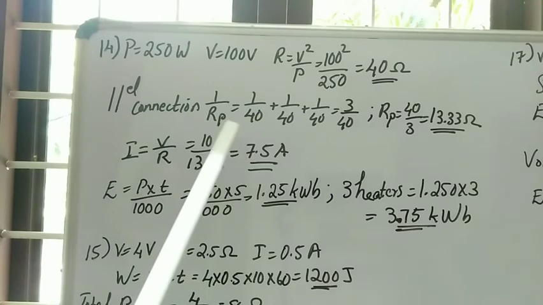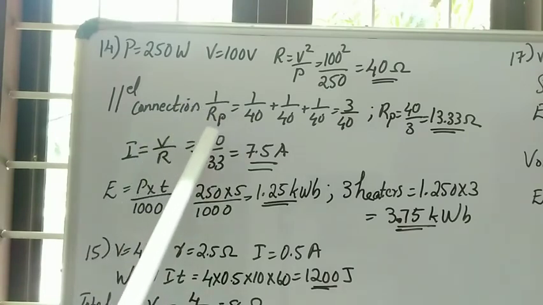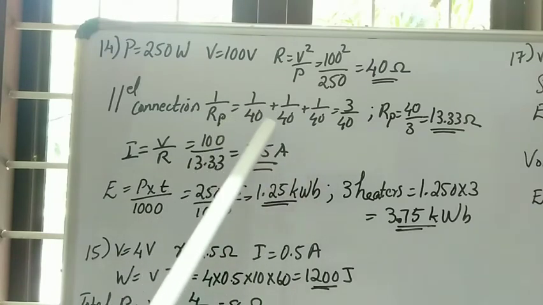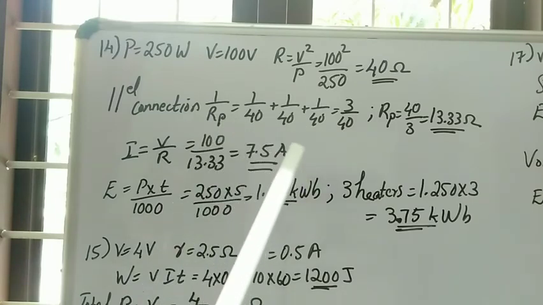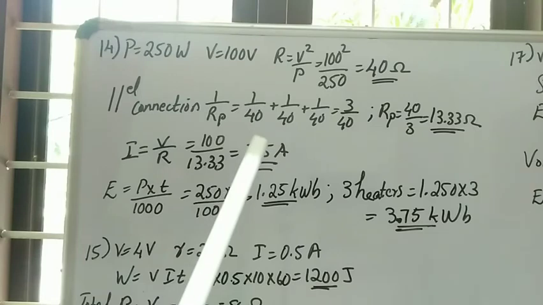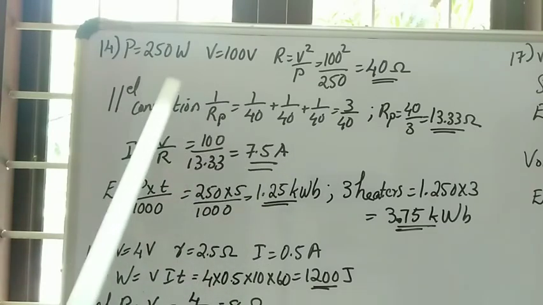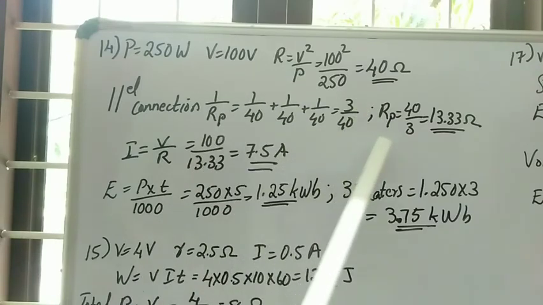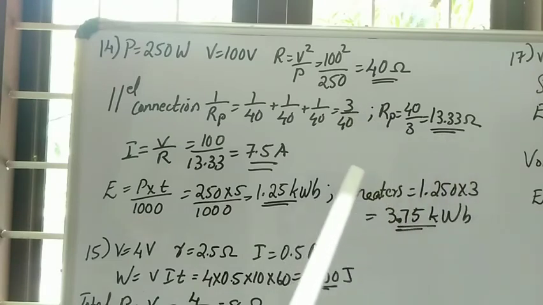Now these 3 heaters are connected in parallel. So parallel connection means 1 by Rp is equal to 1 by R1 plus 1 by R2 plus 1 by R3. So 1 by 40 plus 1 by 40 plus 1 by 40, because all the 3 have the same resistance. In the question it is written 3 heaters each rated 250 watt, 100 volt. So the power and voltage are the same, so the resistance is also the same. We got 3 by 40. Taking the reciprocal, we got the total resistance of the 3 resistors connected in parallel as 13.33 ohm.